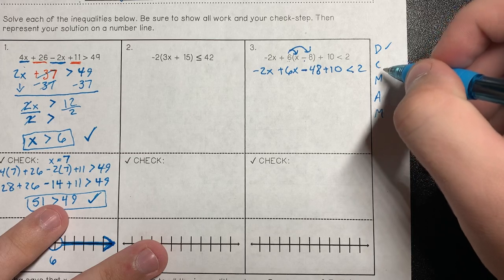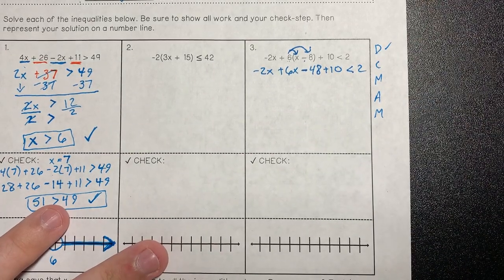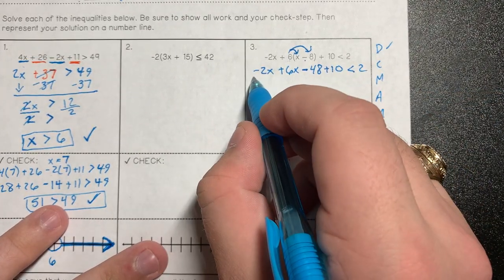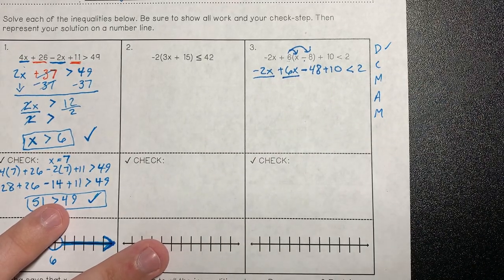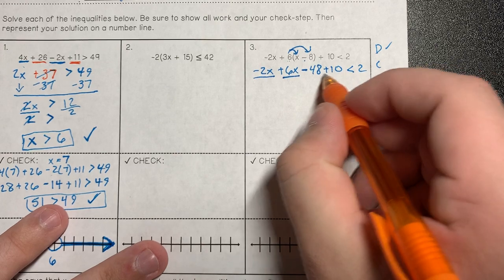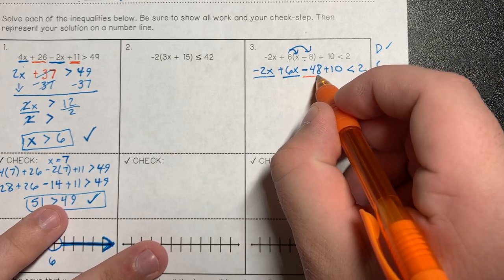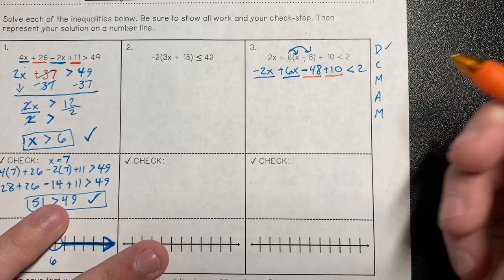Next, I need to combine our like terms. Well, what I see here is I have a negative 2x and a positive 6x. And I also see here that these don't have x's behind them. So I have a negative 48 and a plus 10, okay?